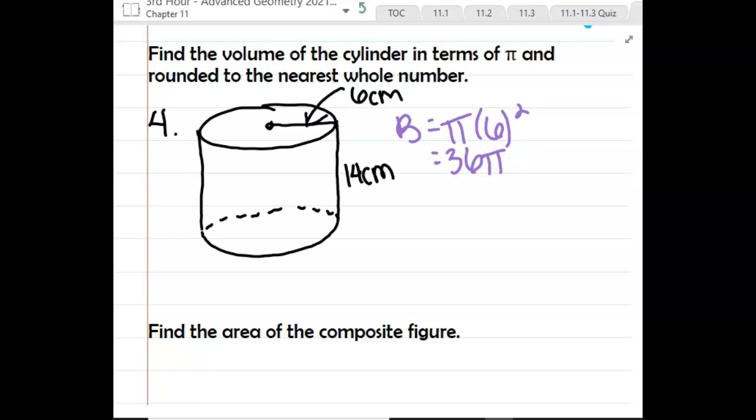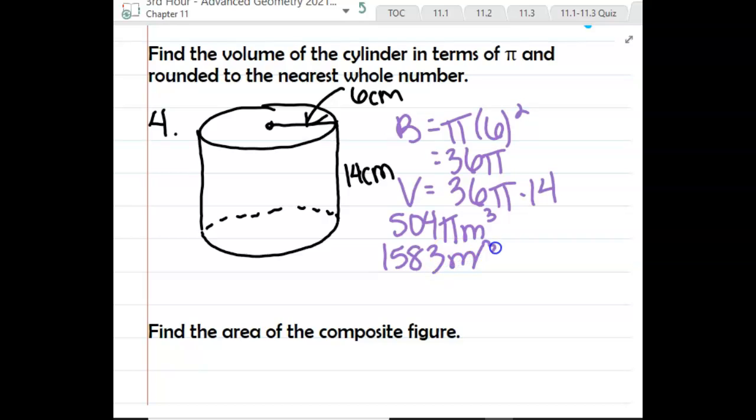Because then I'm going to take, to find the volume, that area times the height of the cylinder. So multiply it by 14, and we get 504 pi centimeters cubed. And then also to estimate and round to the nearest whole number, if you plug that into your calculator, you should get 1,583 centimeters cubed. Yep, that was centimeters. Well, okay, there we go.